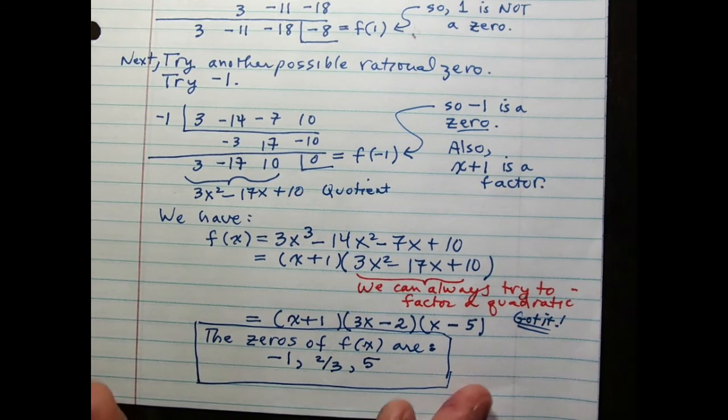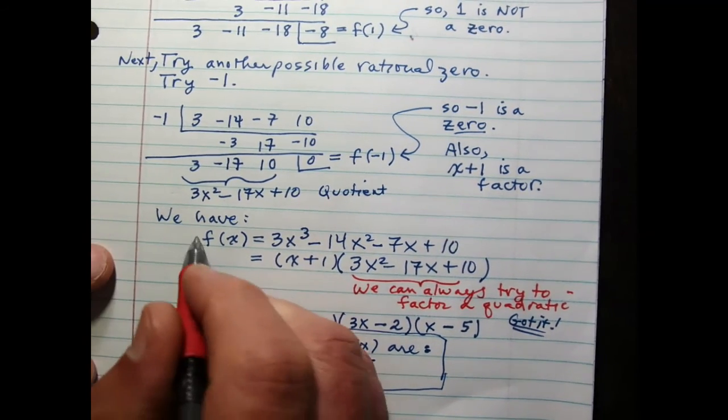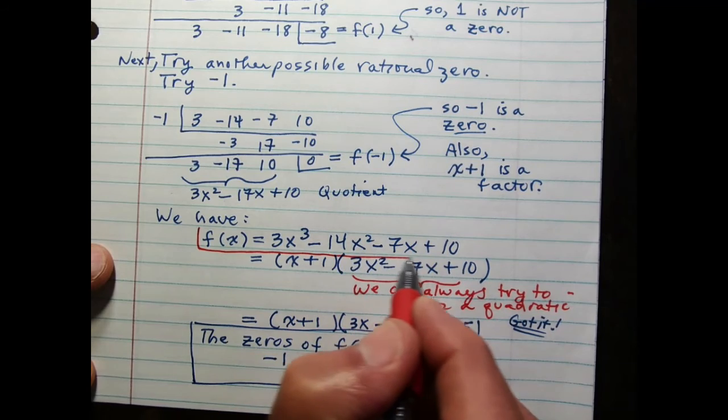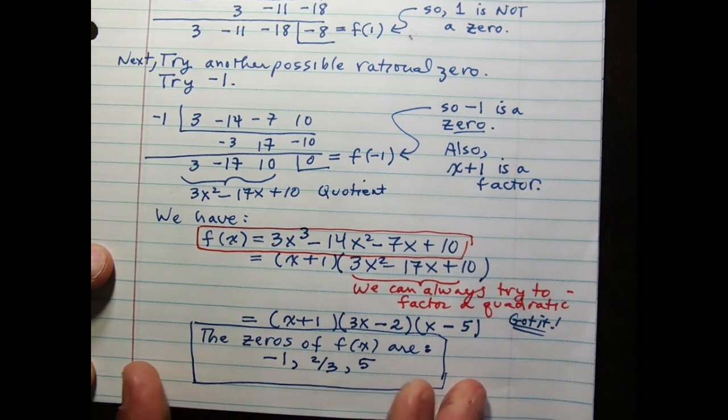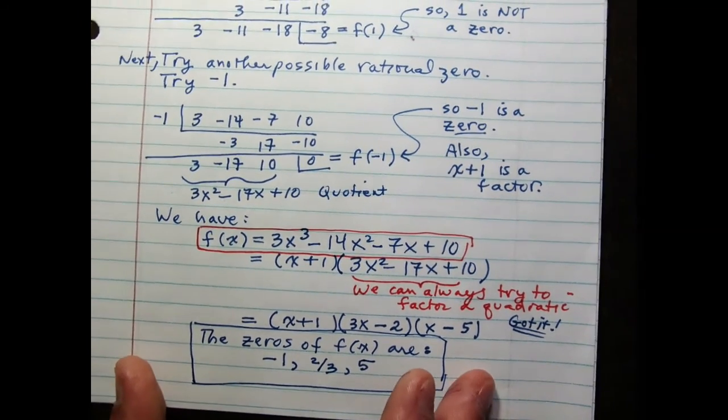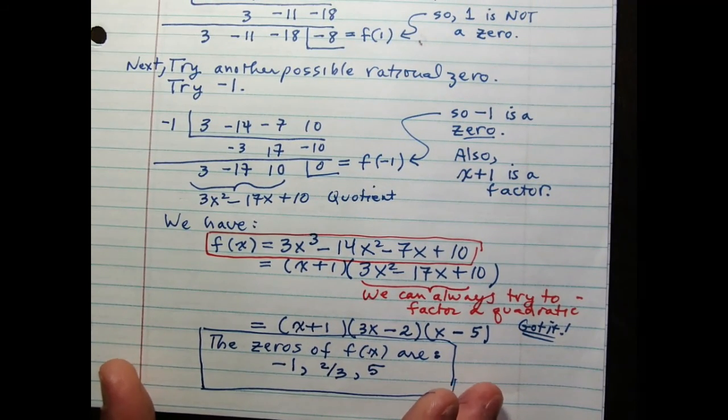So we found the zeros for, I'm just going to circle this because this was the original polynomial. So we've worked on this same polynomial for 2 problems, and we got it factored, and we found its zeros. And that's it for this video.